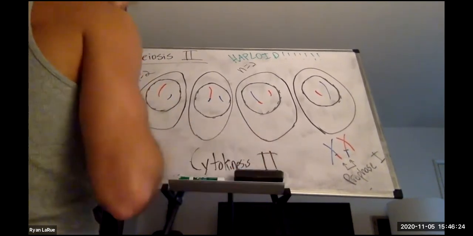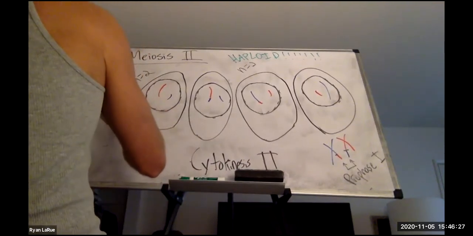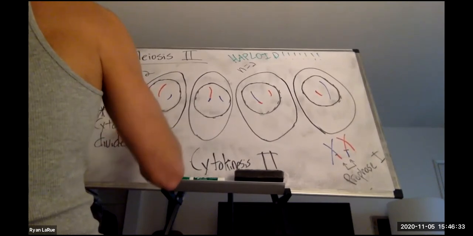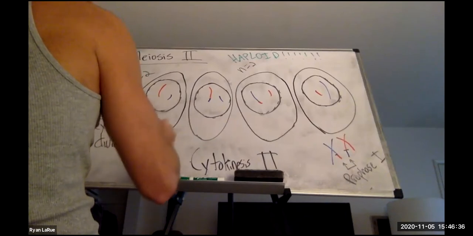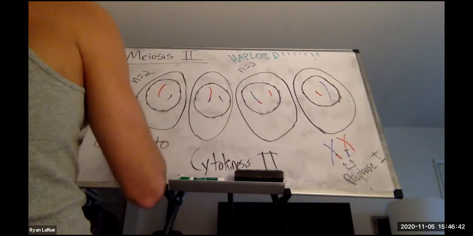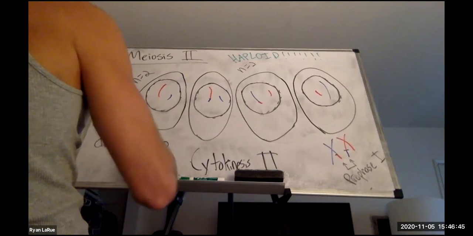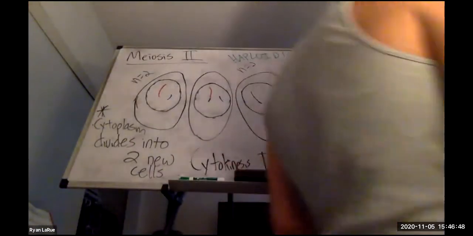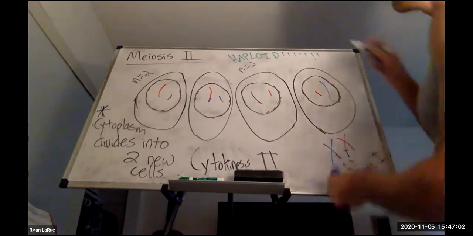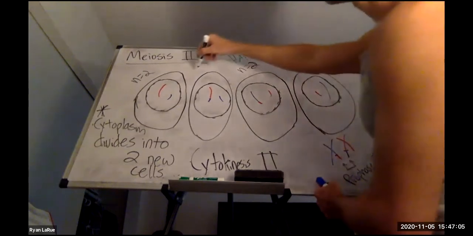And during cytokinesis, this is when the cytoplasm divides into two new cells, and that happened in both of them, so we have four total. Two new cells. So we have four now. Wow, cool. And each one is haploid. N equals two.